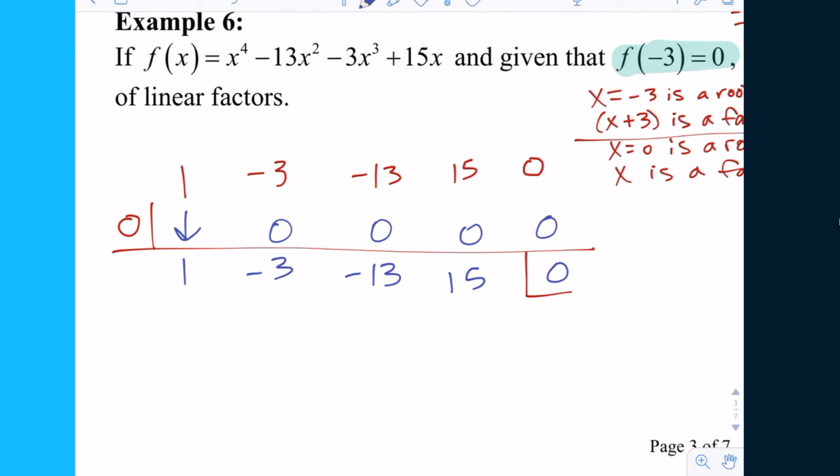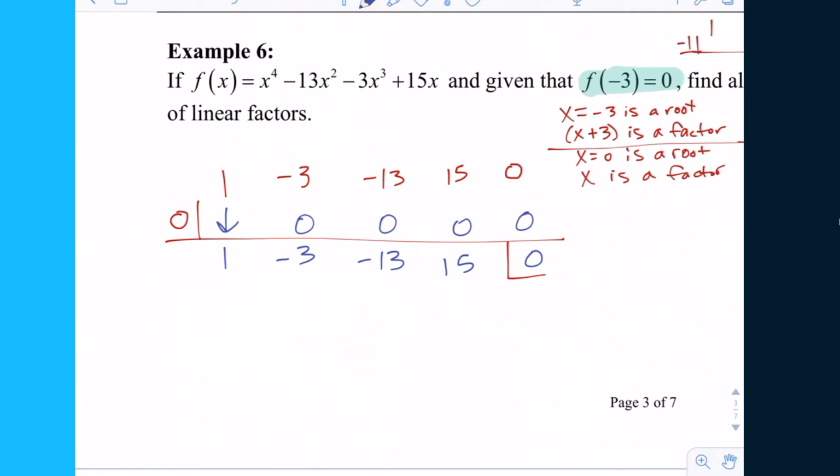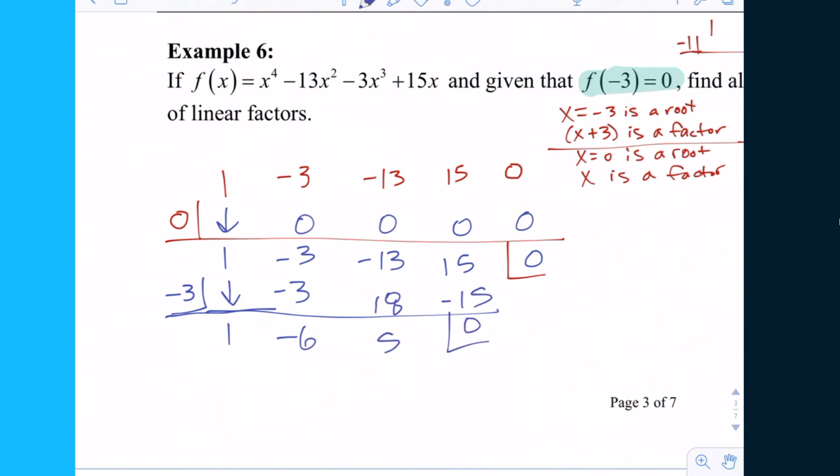So what we have now on the blue line, the depressed polynomial, is a third-degree polynomial. And because negative 3 has not been divided out, it's still a root of that third-degree polynomial. So this is how we chop it down to size. We continue the process on the depressed polynomial. So now I bring down the 1, and I try the negative 3, and I get negative 3. That gives me negative 6. That gives me 18. That gives me 5. That gives me negative 15. And boom, I end up with 0, like I anticipated.